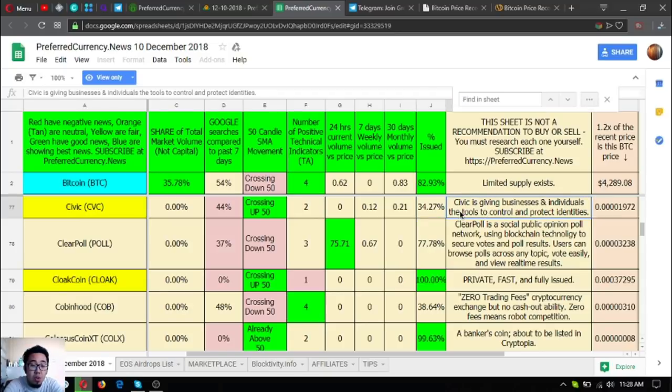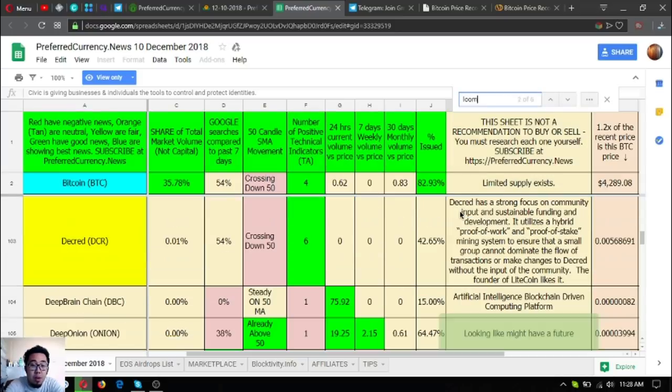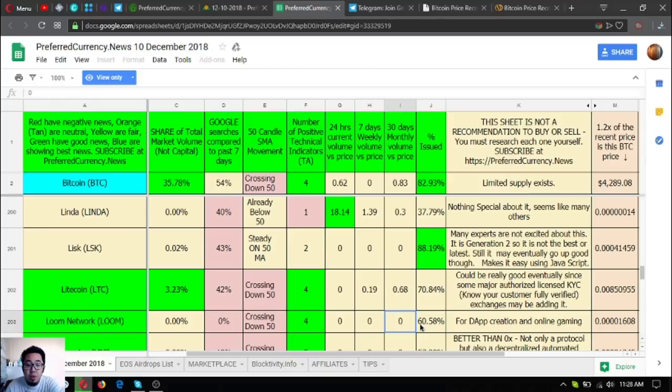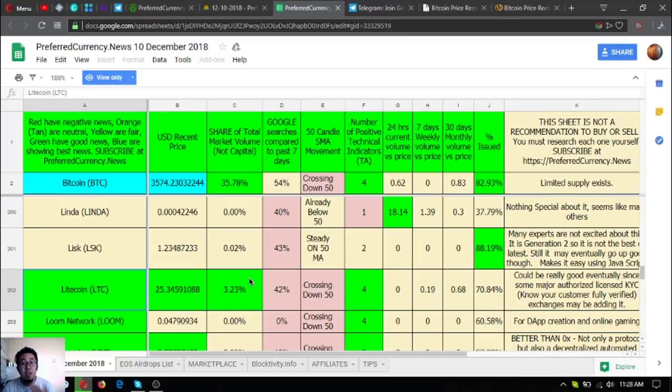The next one is Loom Network. These are the tokens or coins that were recently added to Coinbase Pro Exchange, for dApp creation and online gaming. Loom is a blockchain app platform for Ethereum. These tokens or coins listed are now available in Coinbase Pro Exchange. So once again, Zcash, Decentraland, District 0x, Civic, and of course Loom Network, and oh yeah, EOS and DAV token.